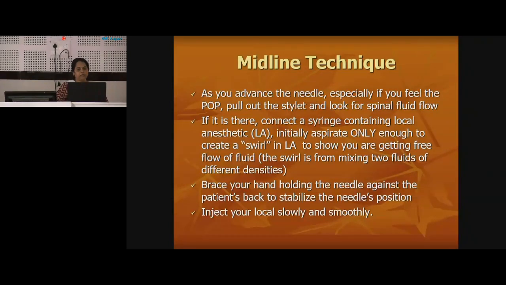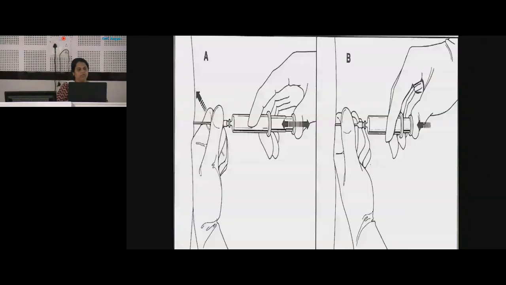As we advance the needle, especially when we feel the pop, like a give-way, pull out the stylet and look for spinal flow. If it is there, connect the syringe containing local anesthetic. Initially aspirate only enough to create a swirl in the local anesthetic to show that we are getting free flow of fluid. The swirl is from mixing two fluids of different densities. Now you have to hold the hand against the back and stabilize the needle, connect the syringe containing local anesthetic, and inject the drug slowly. So this is the schematic representation of injecting the local anesthetic through the spinal needle into the intrathecal space.